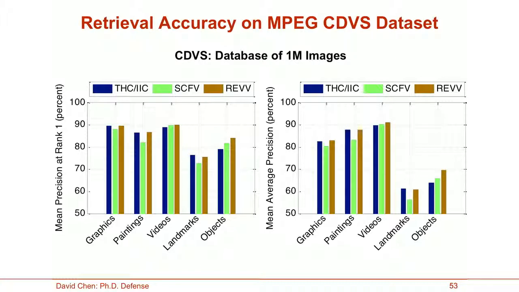Here I'm showing the retrieval accuracy on the MPEG CDVS dataset for the 4 compressed database methods. For all 5 categories of images in this dataset, the tree histogram methods and REVV perform very similarly. Also, across the same 5 categories, REVV consistently outperforms the other residual-based global signature, which is the SCFV signature.